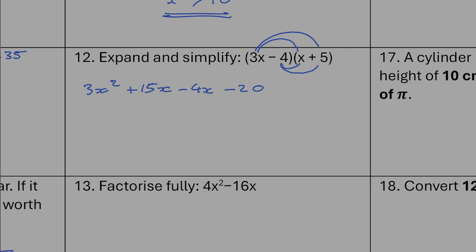This would normally be a 2-mark question. If you've expanded it, that will get you 1 mark. And the second mark is for simplifying. Our middle two terms can be collected. So 3x squared plus 11x minus 20.